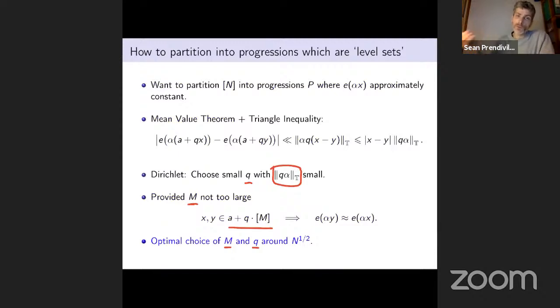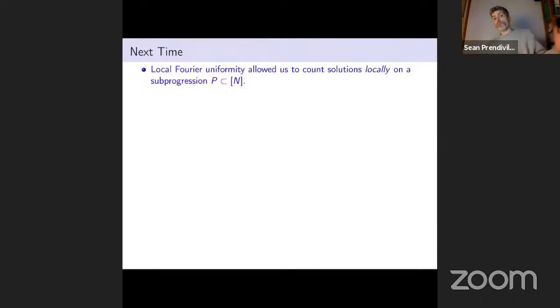And that's why in this density increment lemma, when we increment, we get a new progression which is square root of the length of the previous progression. Okay, there's lots of details swept under the carpet there. Go and look at the notes. So I'm claiming that completes my sketch proof of this density increment lemma, which gives the local Fourier uniformity lemma, which then gives Roth's theorem.